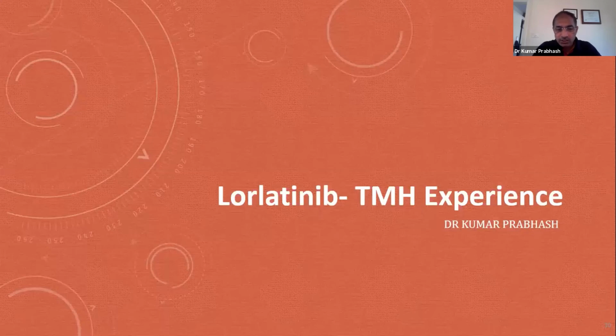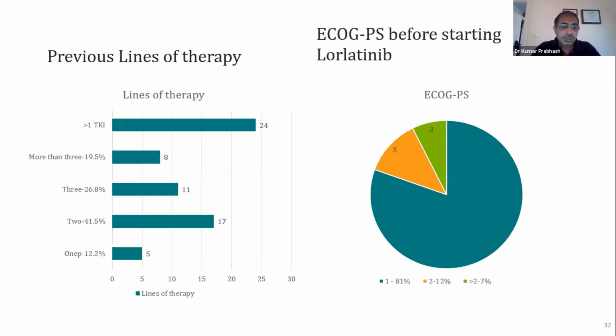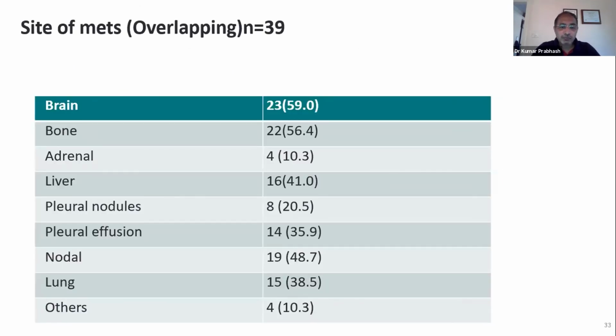Coming to our own experience with lorlatinib, this is the initial experience when it was available on compassionate grounds. We had around 41 patients. Majority of the patients were male, but a good number were female. There were a good number of patients who had some comorbidities. Majority of the patients had some previous line of therapy, majority of them being a TKI. These were the sites of mets in these patients.